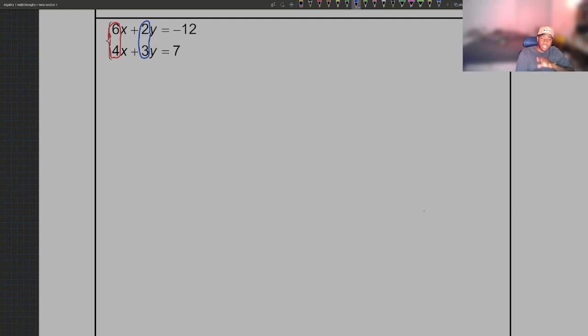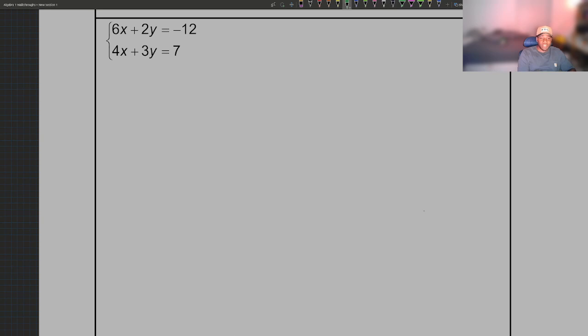Now, the easiest way to think about that is with this idea of lowest common multiple. So I look for the lowest common multiple of 6 and 4, that is 12. And I look for the lowest common multiple of 2 and 3, that is 6. And usually I'm going to pick the smaller of those two to transform, right? So in this case, because I know the LCM for my y coefficients is 6, I'm going to decide, let's go ahead and set this up so that the y's cancel out. You see what that looks like.